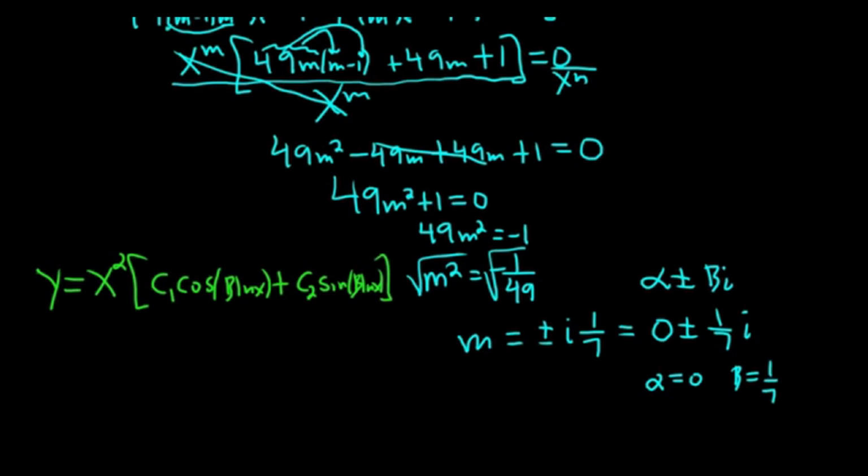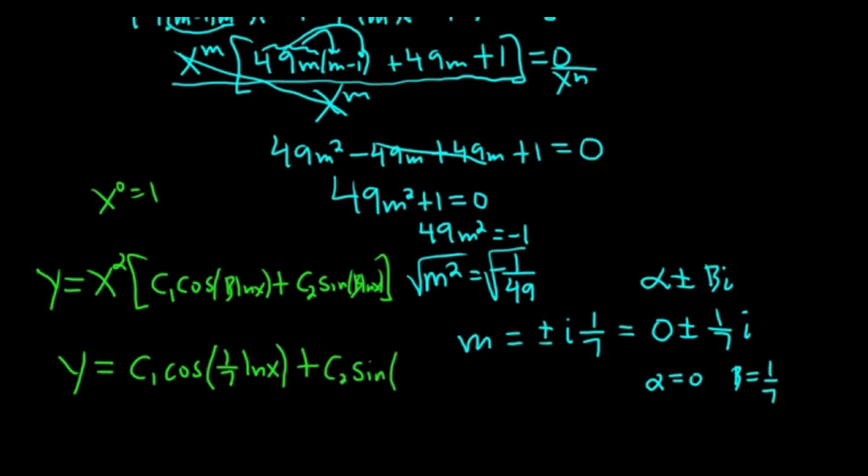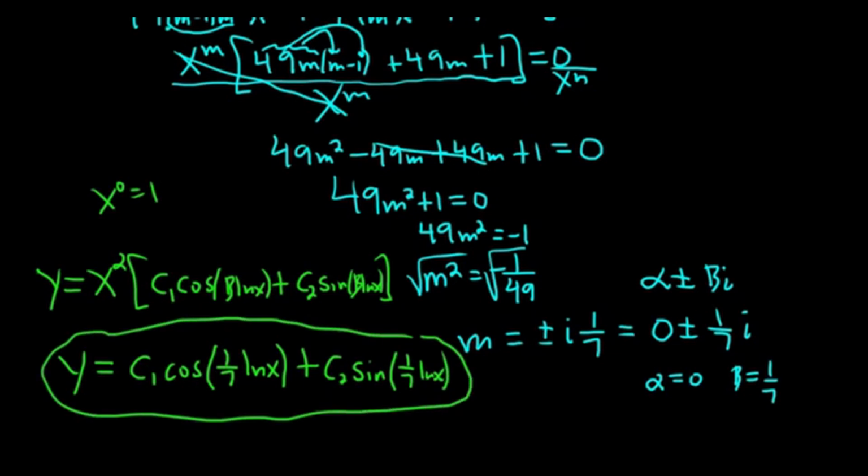So alpha is 0, so we get x to the 0, so that's 1. So this will be y equals c1 cosine, and then beta is 1/7, so it's 1/7 ln x, plus c2 sine, and then beta is 1/7, so 1/7 ln x. And that would be the final answer.